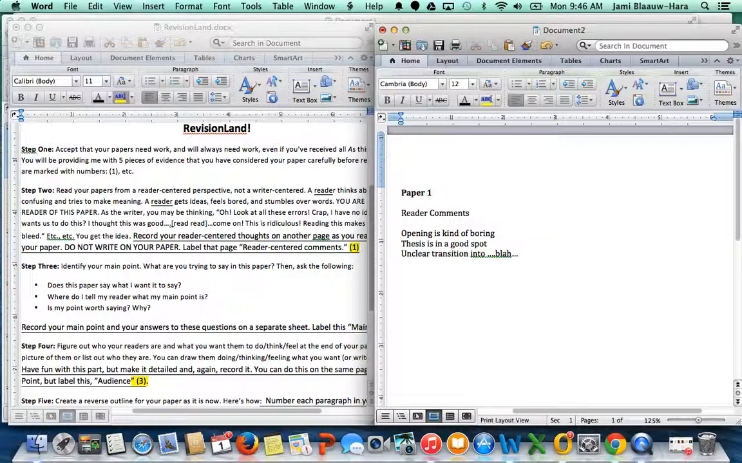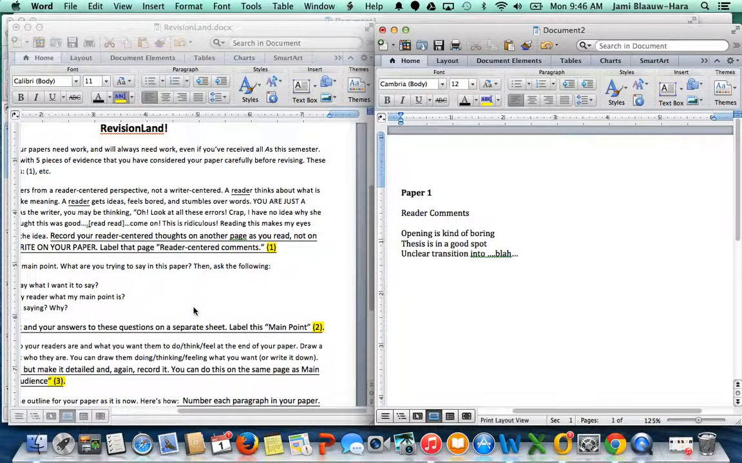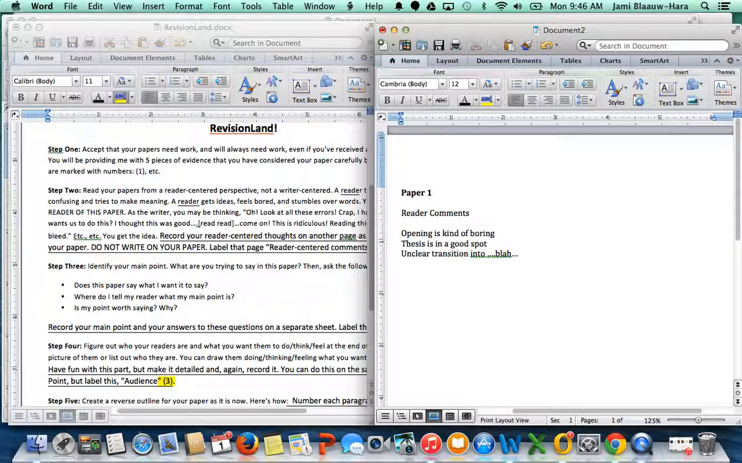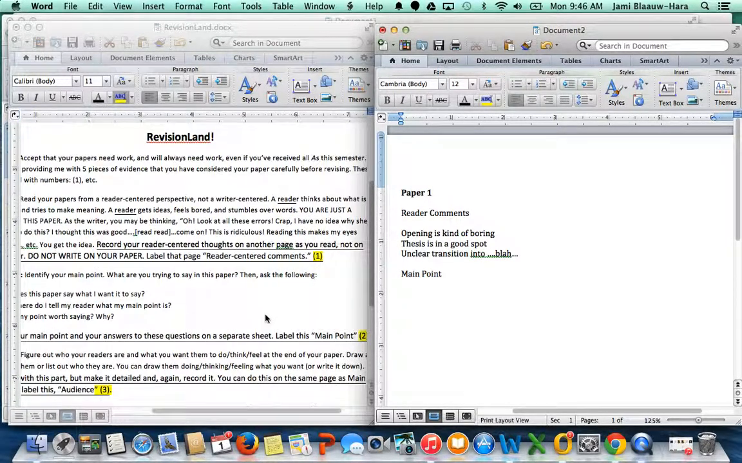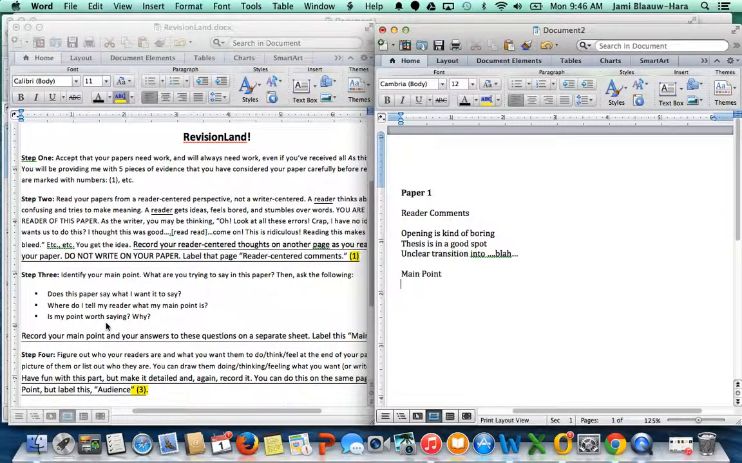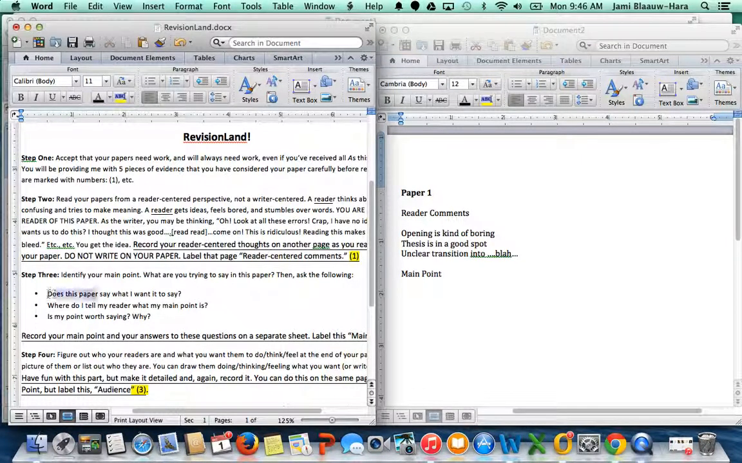Okay. Then I'll move on to the second thing I'm doing, which is step 3. This is about what my main point is. So I'm going to call this main point. And what I'm doing here is I'm identifying what my main point is, what I'm trying to say, and then ask the following. So I'm trying to figure out if there is a main point. Does the paper say what I want it to say, which in short is, does it follow the main point? Does it give me all the information I need for that main point? Where do I tell my reader what my main point is?